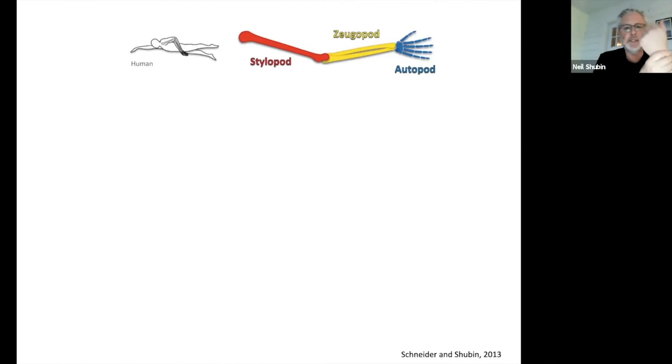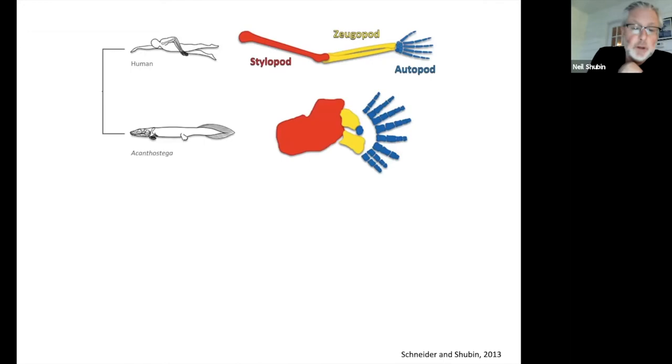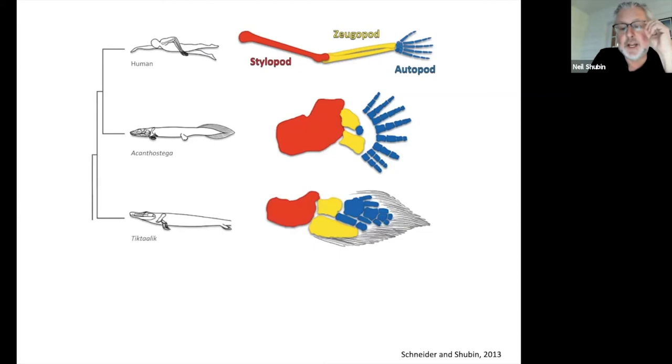Now we can trace all this in the fossil record. If we look in the latest part of the Devonian, what we find are fossils that kind of look like fish that have this stylopod, zeugopod, and autopod, red, yellow, and blue, already set up in ancient amphibians that you find in the fossil record. This one is from Greenland. But when we look at Tiktaalik, the creature we found, well, guess what? It's a fish, so you can tell it's a fish.